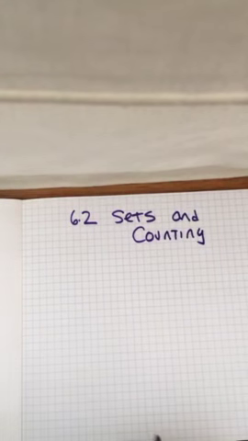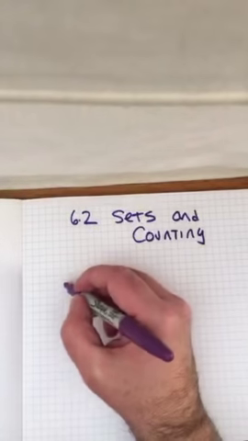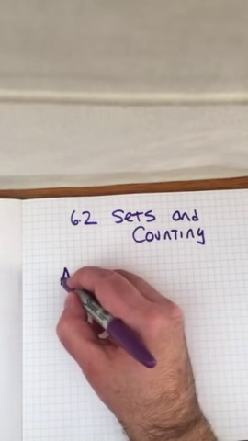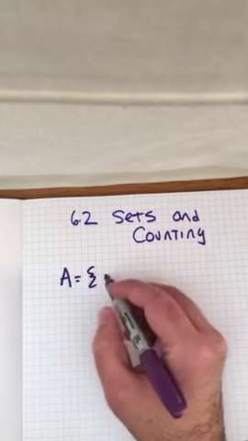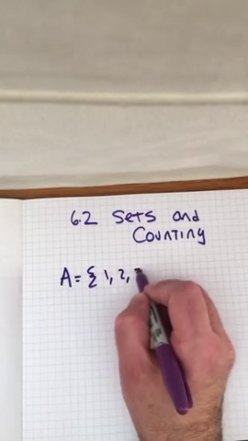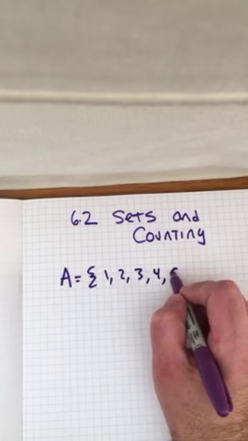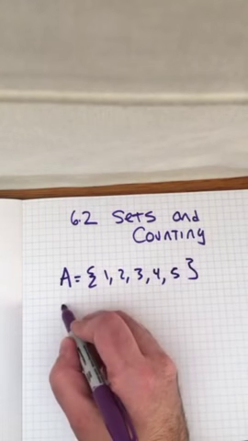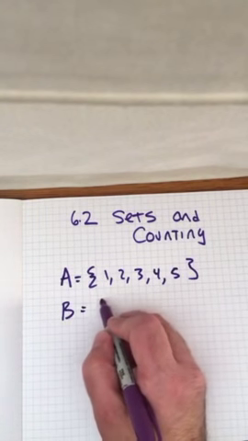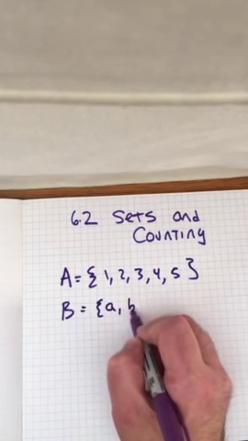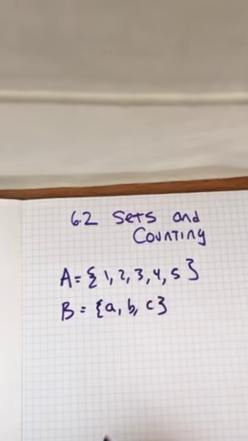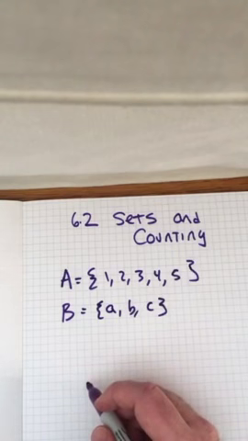So far you guys learned a lot about what constitutes a set and how we might write a set. Like we might say A is the set that contains the elements 1, 2, 3, 4, and 5, something like that. And we could say B is a set that contains the letters A, B, and C. These are both in roster form at this point.